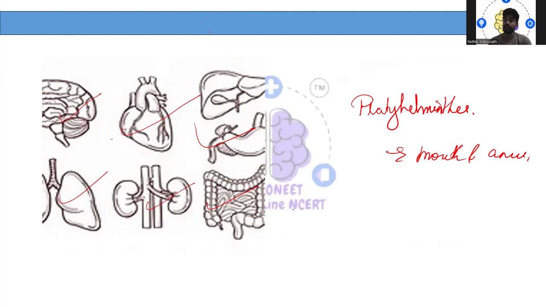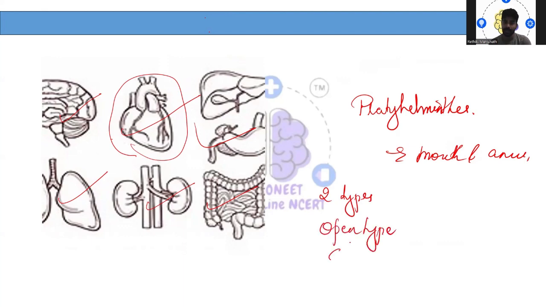So when coming to the circulatory system, again in organisms we have two types. One is open type and closed type. In open type of circulatory system, what happens?